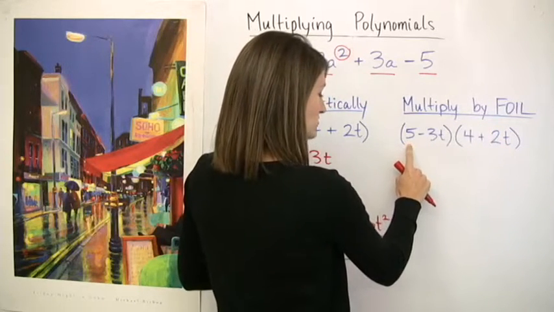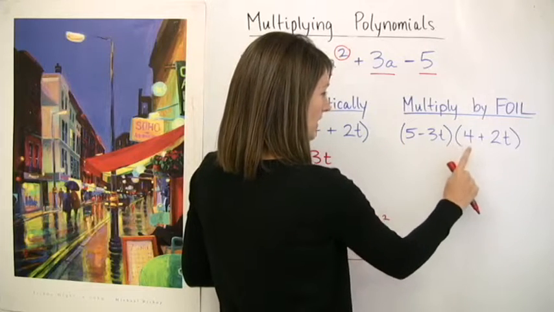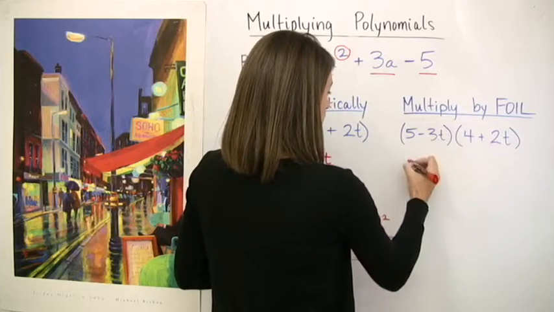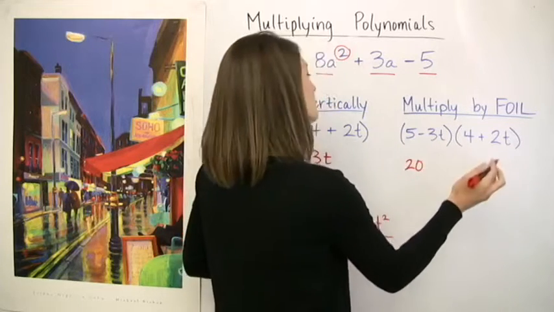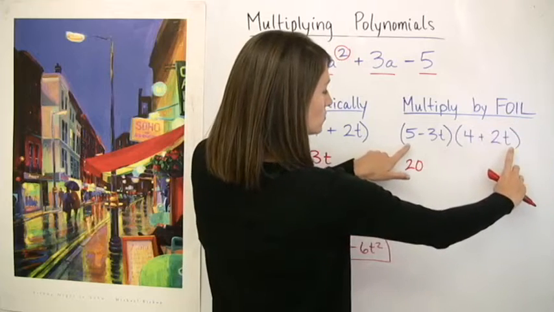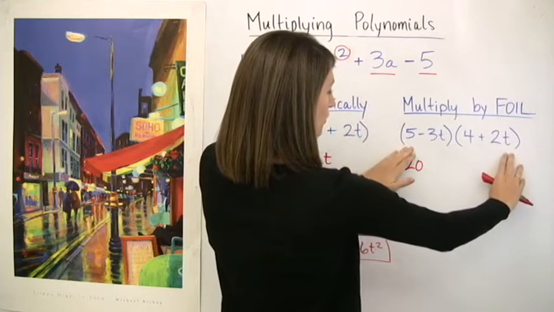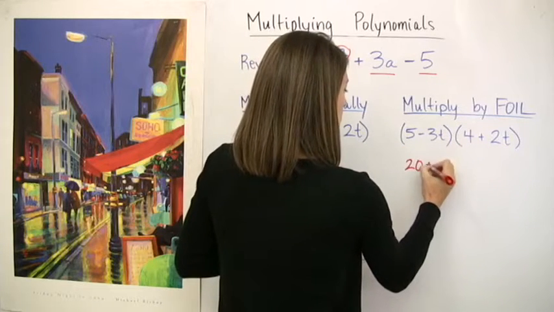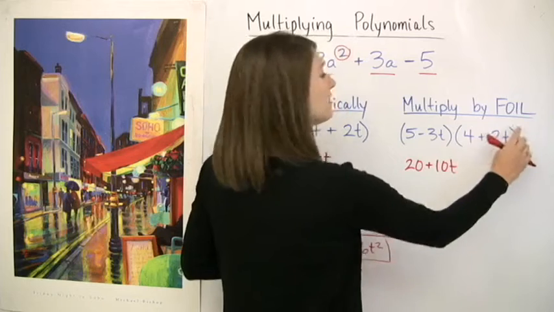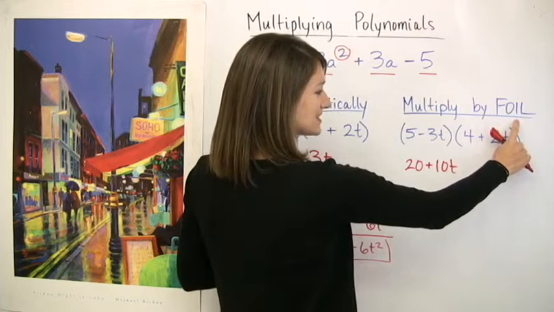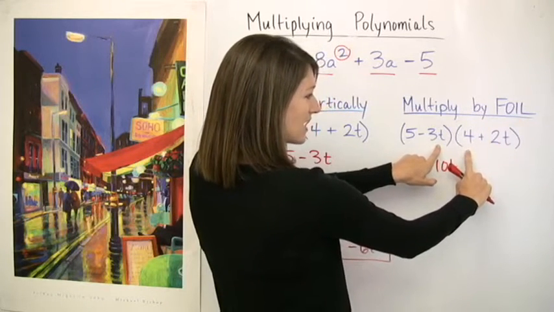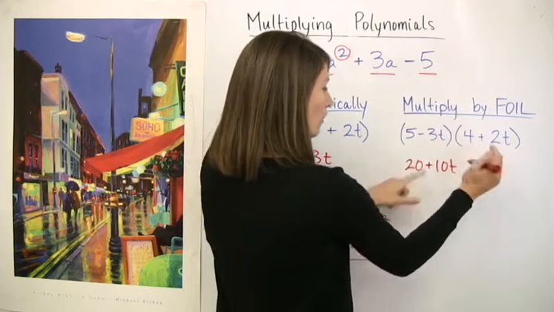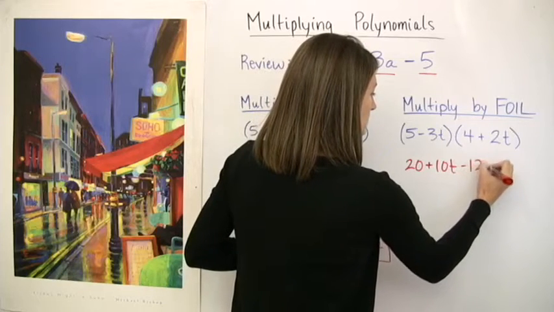So we have 5 as our first term in our first polynomial, and 4 is our first term in our second polynomial. So 5 times 4 is 20. Then we have outside, which are the terms on the outside of our product here. So we have 5 times 2t, which gives us 10t. Then we have I, which stands for inside, which are these two terms on the inside of our product here. Negative 3t times 4, which is negative 12t.